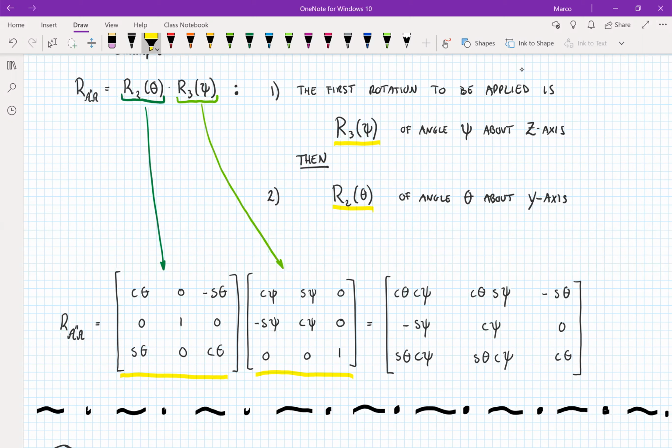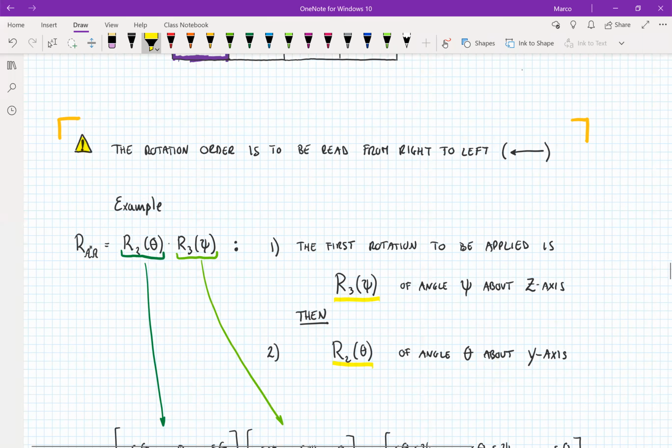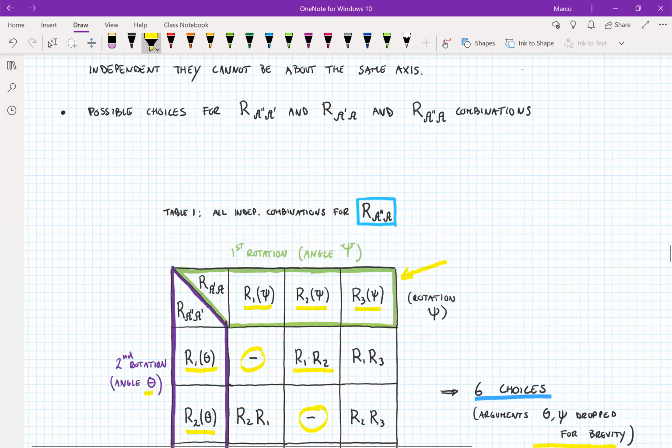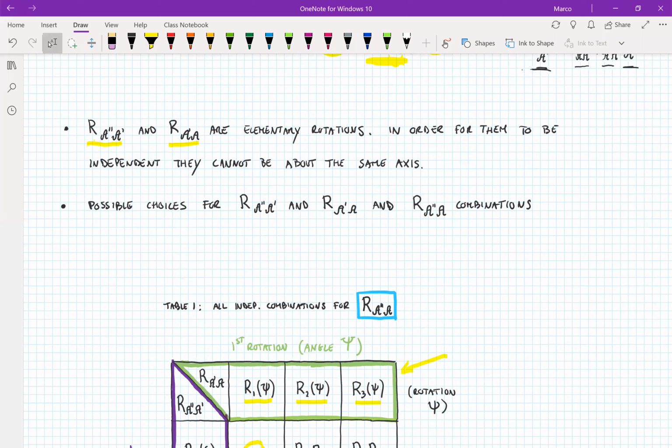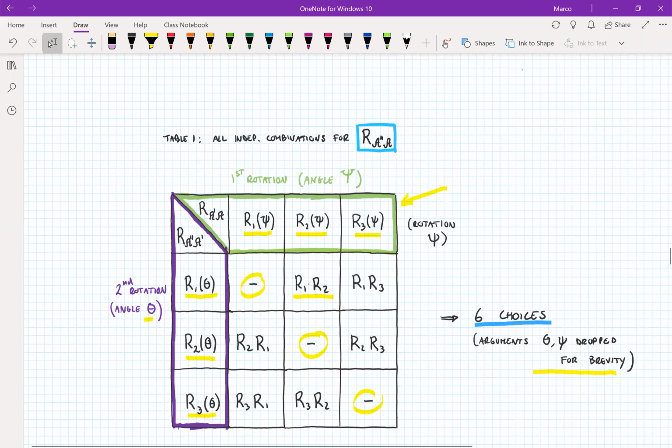then we have this final rotation, which is, you see, a little bit more complicated because now we have products. So we have cosine of theta times cosine of psi, cosine of theta sine of psi, minus sine of theta, and so on and so forth. We have the 9 entries. All right, so this concludes all the possible combinations of two elementary rotations that are independent.